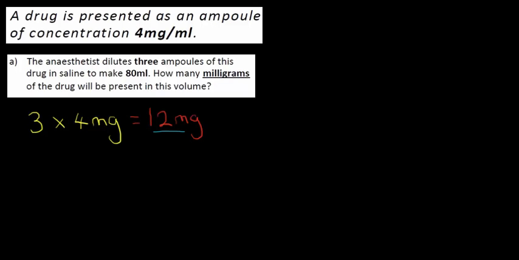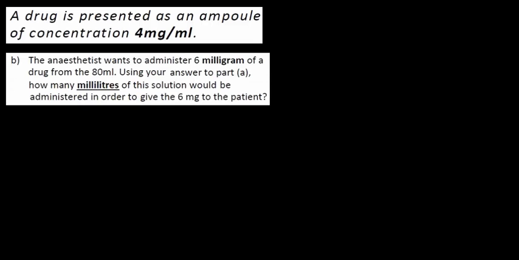Now part B is going to need the answer to part A, so let's just hold that number in our heads, 12 milligrams. And part B tells us that he wants to administer 6 milligrams of the drug from this 80 millilitre dilution, and we need to work out how many millilitres he'd need to draw up in order to provide this 6 milligrams.